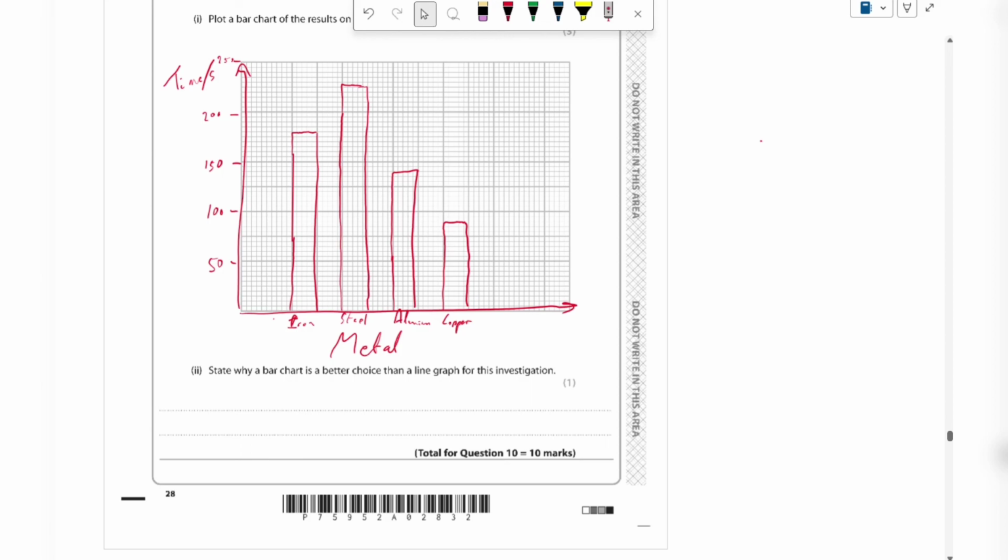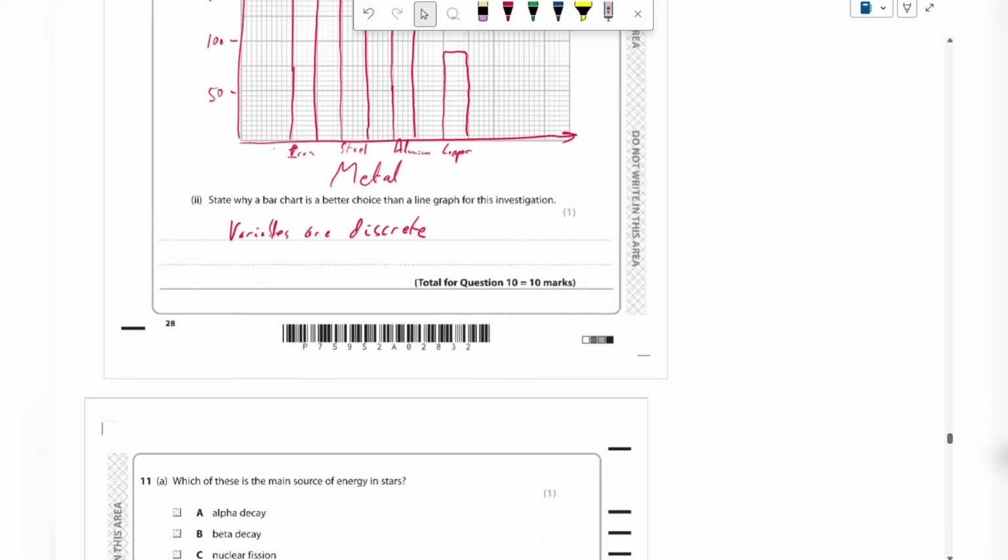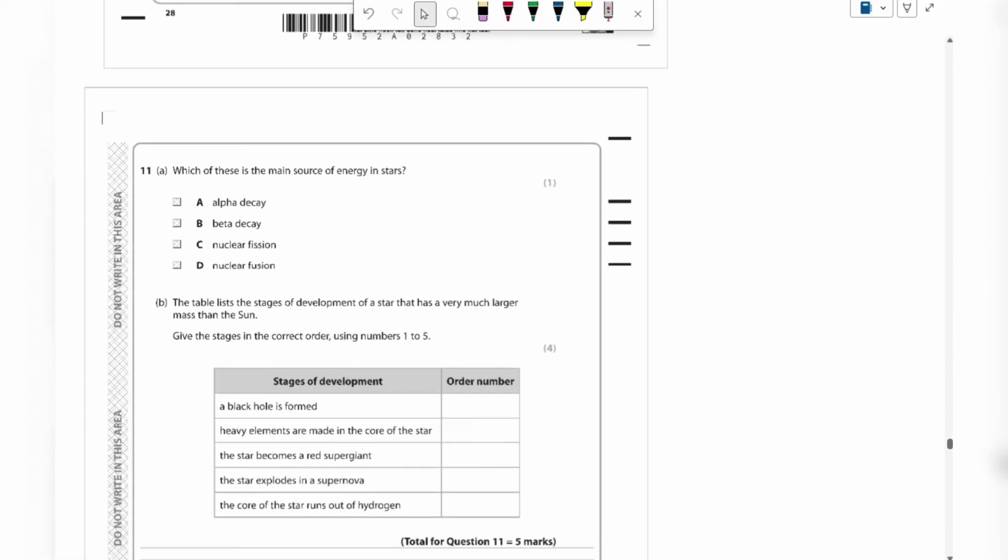Why have we used a bar graph, not a line graph? Because the variables are discrete. You'd use a line graph if it's, say, a number and a continuous variable. Material is a discrete variable. You're either iron or you are steel; you can't be halfway between them. Yes, I know you've learned about alloys in chemistry, but we're not going to worry about that for this.